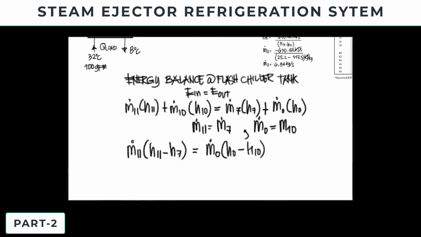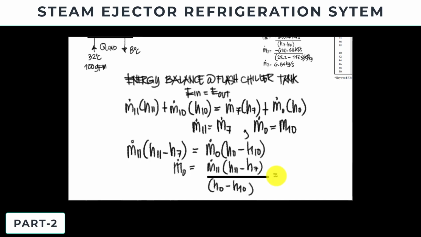Now, knowing all the values are given, we can rewrite our equation to get the value of the mass flow rate of the vapor that is escaping from the flash chiller. So we have that mass flow rate O is equal to the mass flow rate 11 times my enthalpy 11 minus my enthalpy 7, all over our enthalpy O minus my enthalpy 10.